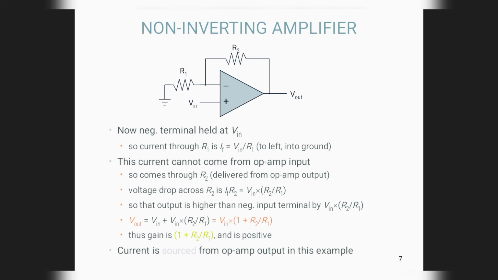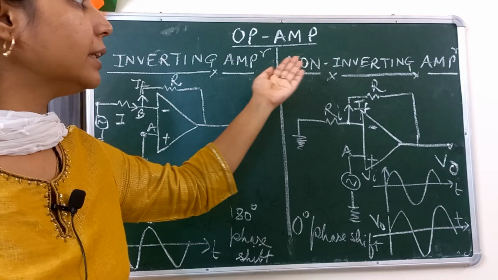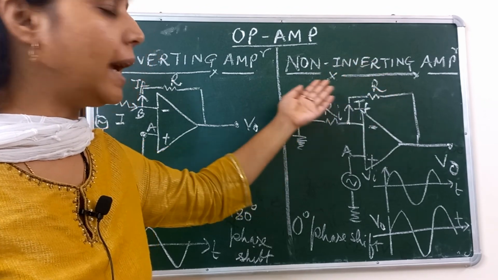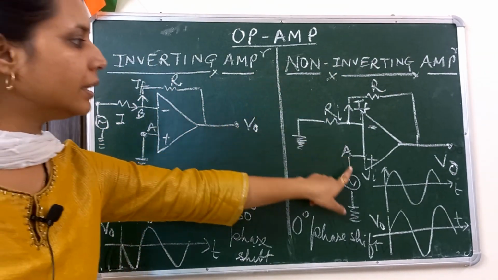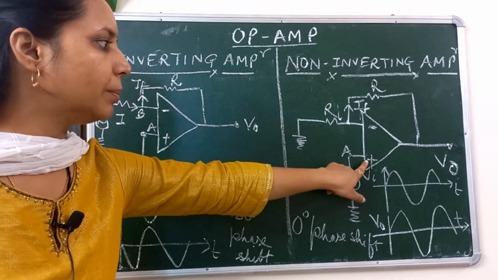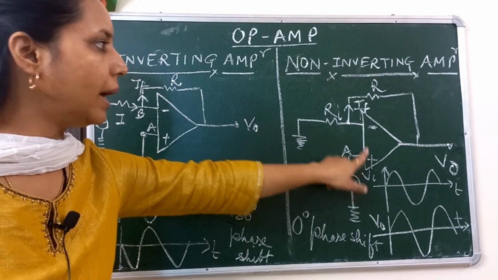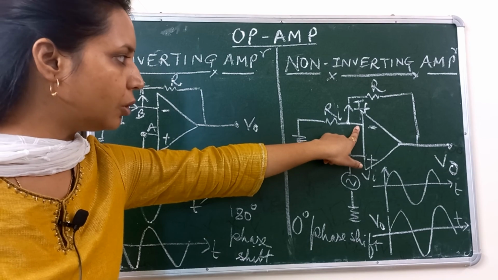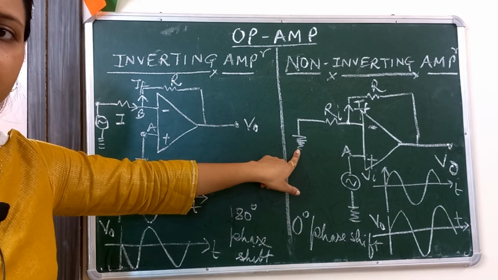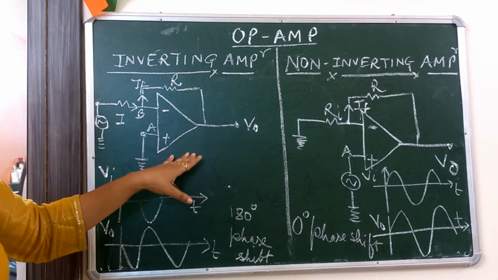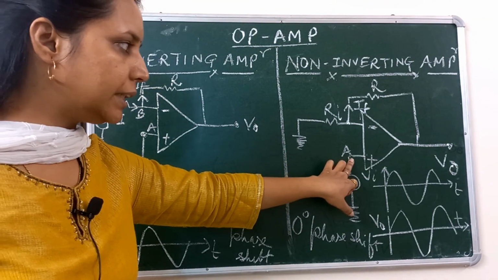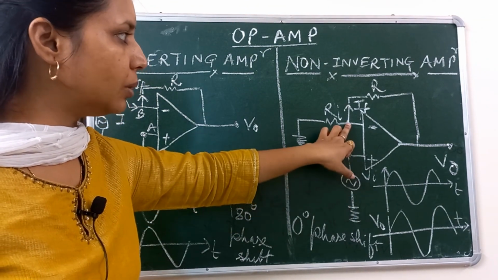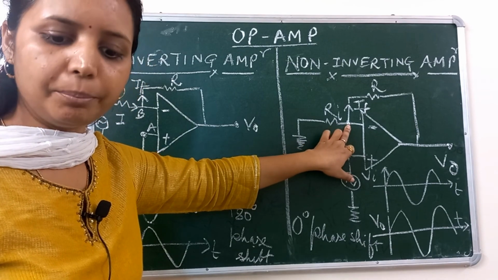I am attaching an explanation video with this PPT also. This non-inverting amplifier, as the name suggests, tells you that the supply is connected to the positive terminal of the op-amp and the negative terminal of the op-amp is grounded. By the virtual ground concept, we can tell that the potential at this point A is equal to the potential at this point B.